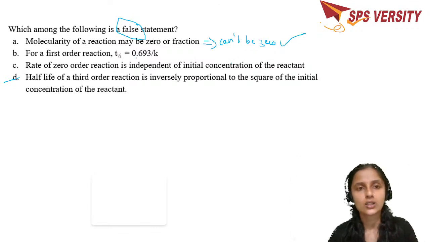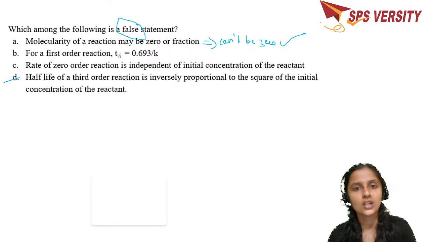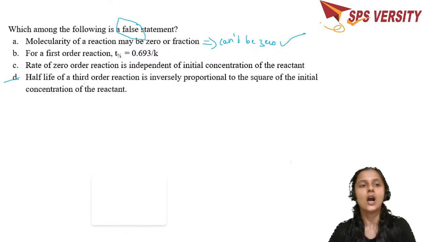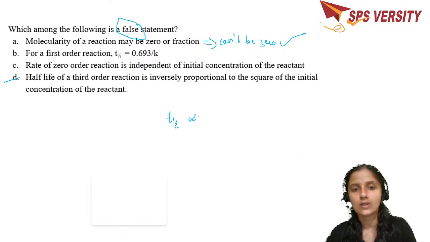For a first order reaction, T half is equal to 0.693 divided by K. We have found it. Rate of zero order reaction is independent on the initial concentration, right? Half-life of a third order reaction is inversely proportional. Yes, T half is inversely proportional to the reactant concentration to the power 2. So this is also true. The wrong statement or the false statement is just the first one.